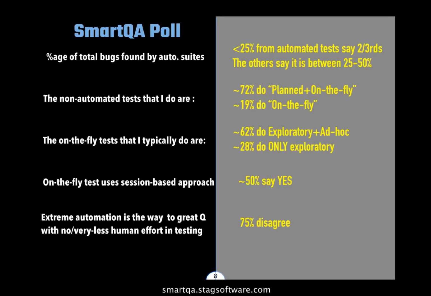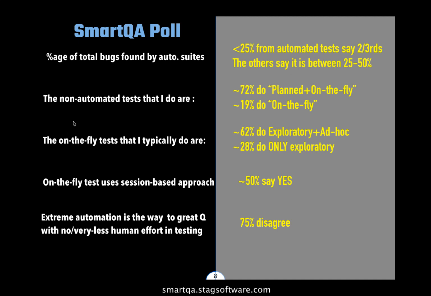Now, we did conduct a poll some time ago on SmartQA asking about 6 questions. And here are some results of the poll. We asked what percentage of the total bugs people thought are found by automated suites. And interestingly, about 2/3 of the people said less than 25%. The others said it's about 25 to 50%. So what does it help us understand? Well, a maximum of about half of the bugs are probably found by the automated tests. So it is kind of necessary to complement this.